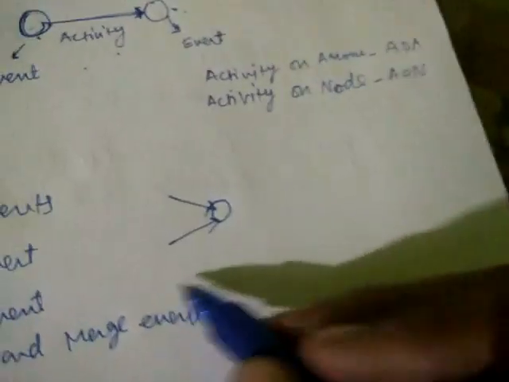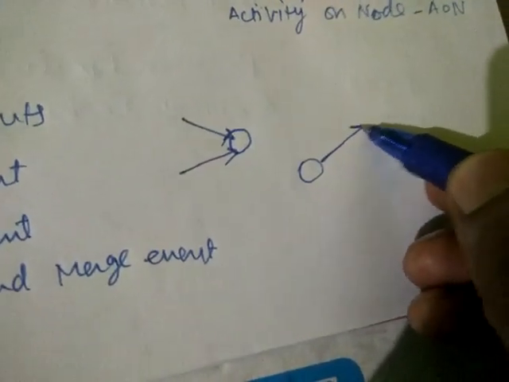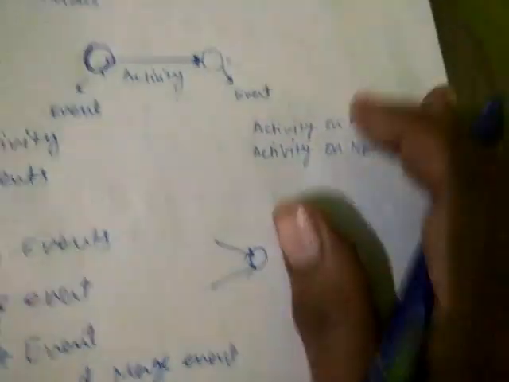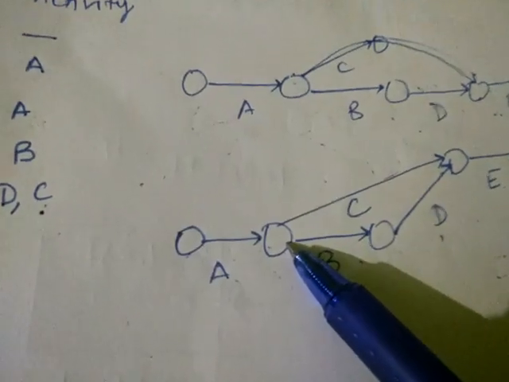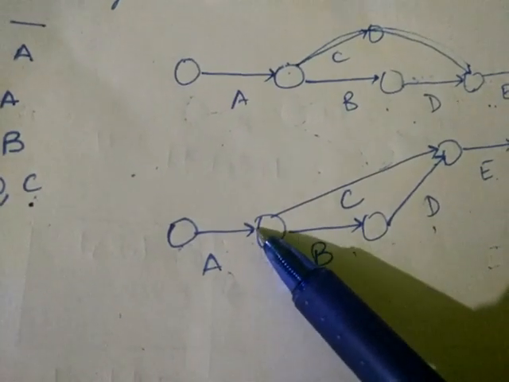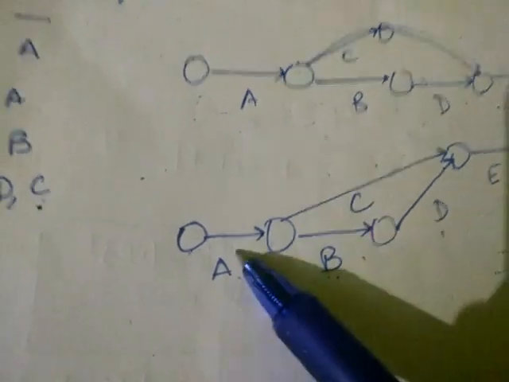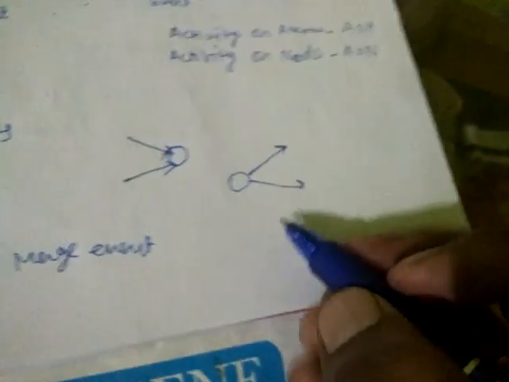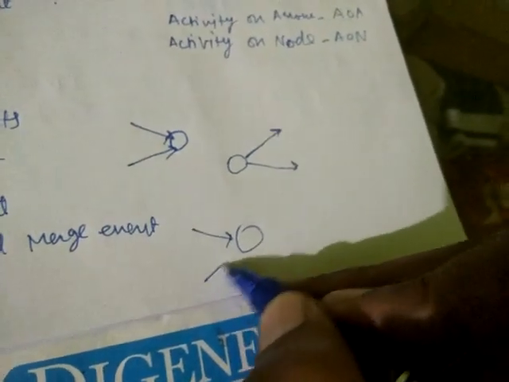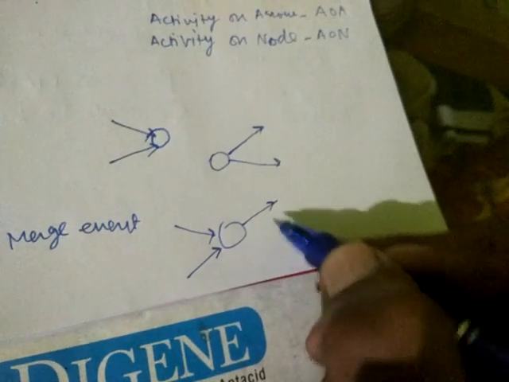Now I think most of you have understood what a burst event would be. A burst event is very simple: from an event, two activities emerge. For example, in this case this is a burst event, because from this event two activities start, C and B. And a burst and merge event is the combination of both: any event where more than one activity finishes and more than one activity starts. Simple.